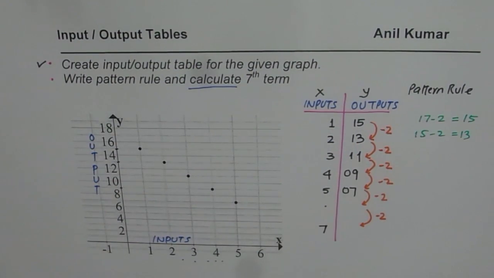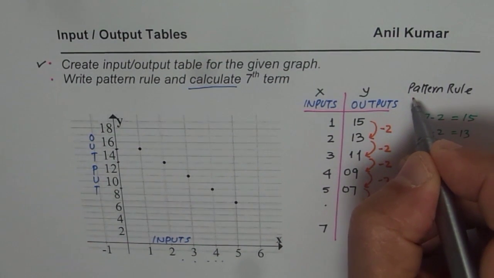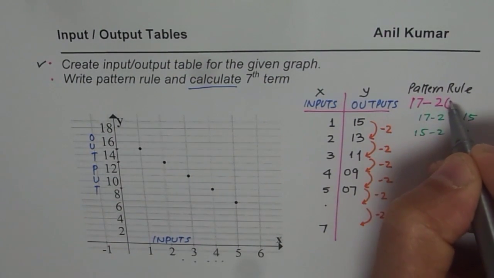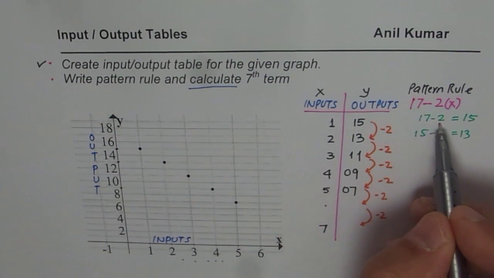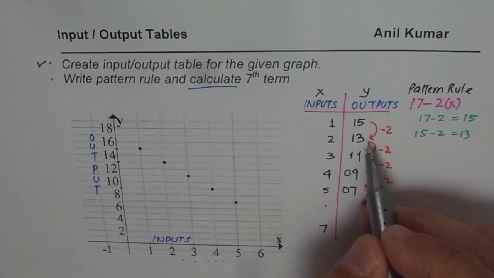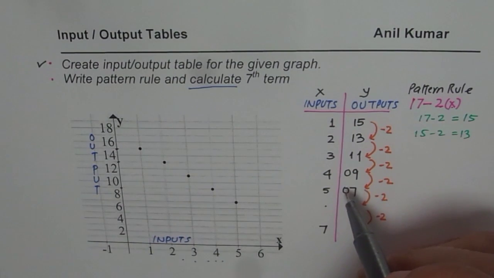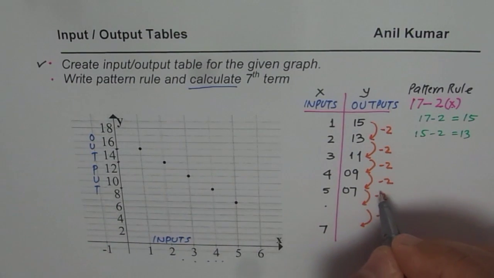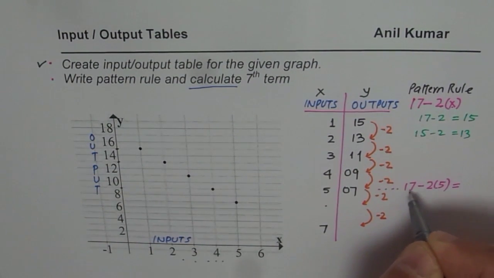So let us try this out. If I write number, that is the input for us, if I start with 17 and take away 2 times the number x, do I get my number? I do get it for the first term, and for the second term, 17 take away 4 is 13. That's correct, it works. Let us see whether it works for 5. 17, take away 2 times 5. 2 times 5 is 10. If I take away 10, I do get 7.